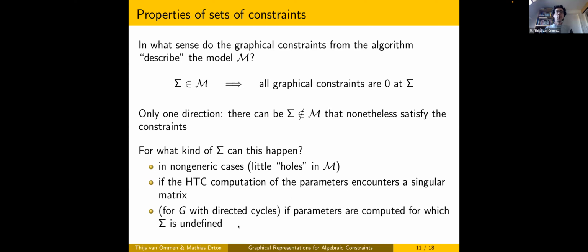Another case happens only for graphs with directed cycles, because if there's a directed cycle, then it can happen that we compute, with the Hofstra computation, outputs parameters for some sigma which was outside the model, but these parameters do not actually compute back to the sigma. So that's specific to graphs with cycles.